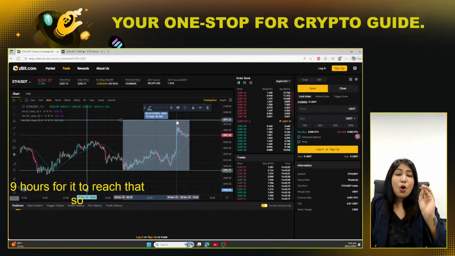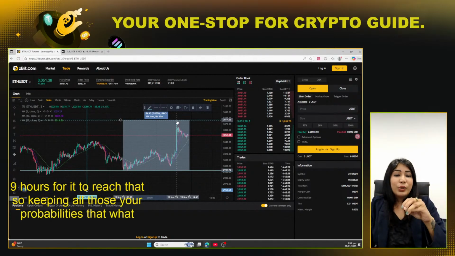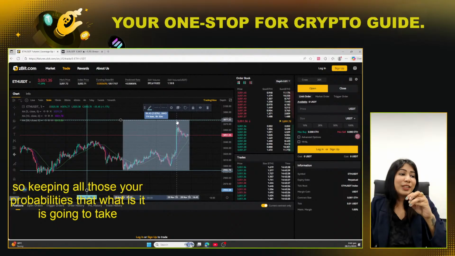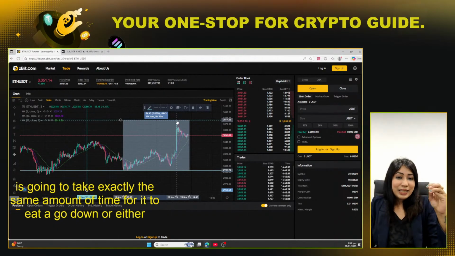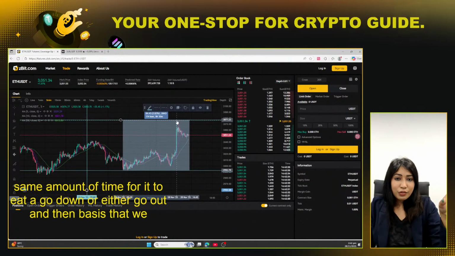So keeping all those as probabilities, what if it is going to take exactly the same amount of time to either go down or go up? Basis that, we will decide whether or not we should take a trade.